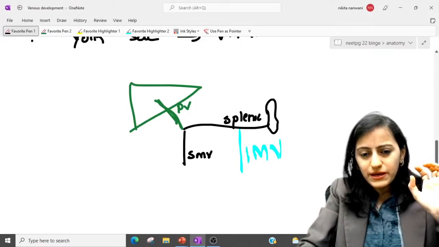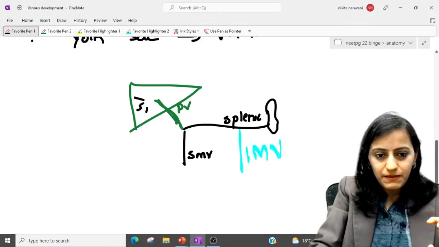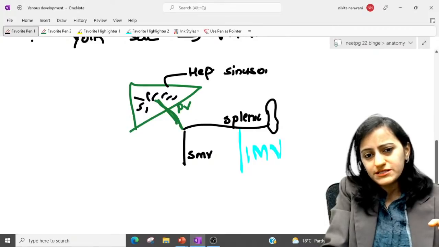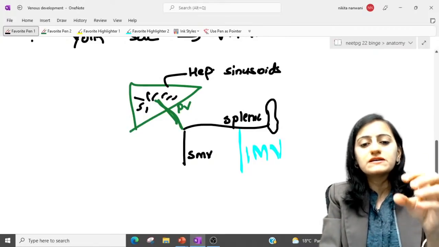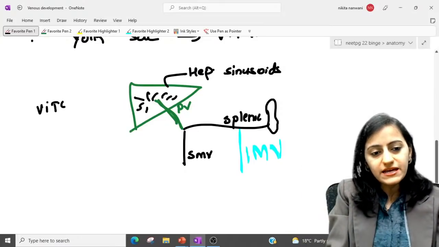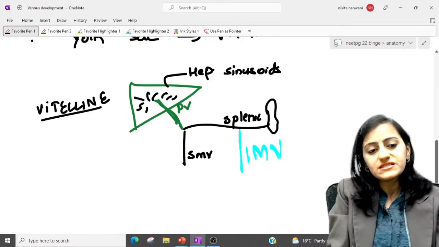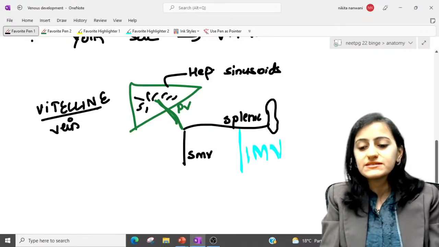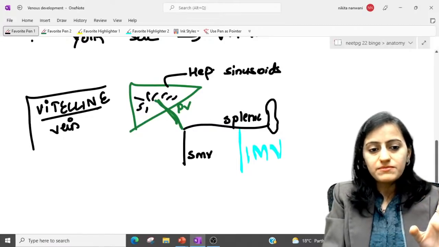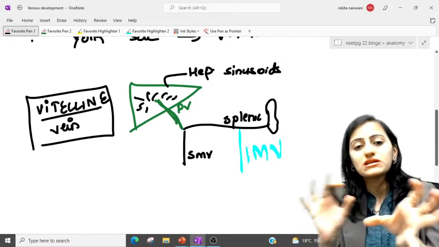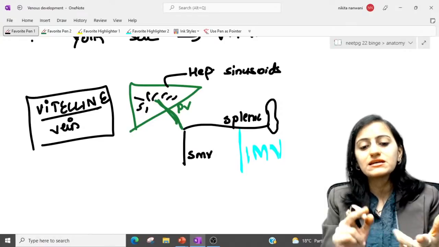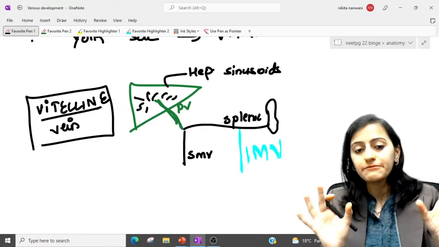So all these veins, and even in the liver, the hepatic sinusoids. Everything related to the liver, the portal vein and their tributaries, all of these develop from the vitelline vein. Is this clear with everyone? So remember, the vitelline vein is related to the liver and the structures around it: the hepatic sinusoids, the portal vein, the splenic vein, the SMV, and the IMV.